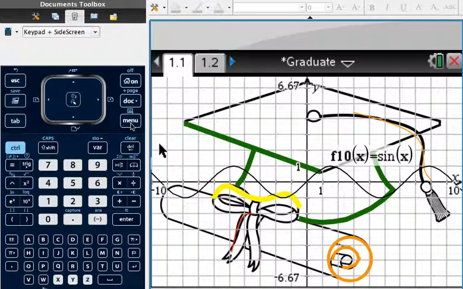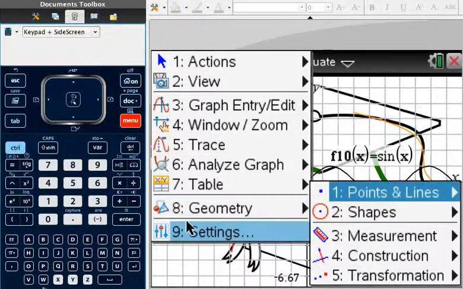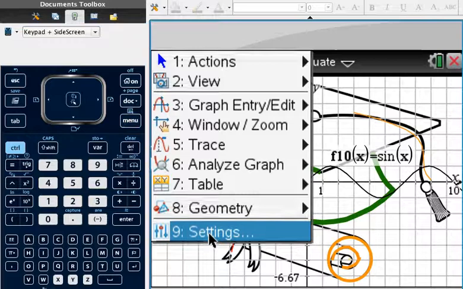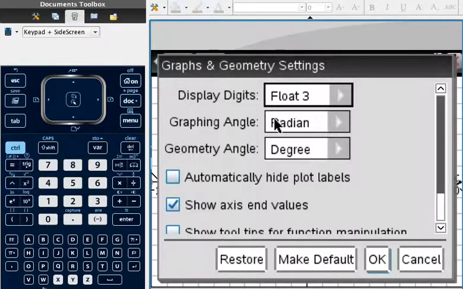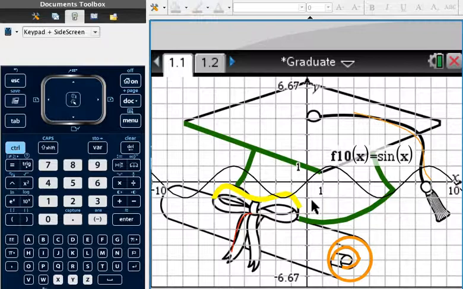So to go through that again, just go to menu and settings. And then the graphing angle needs to be in radians. If you feel like changing your geometry angle to radians too, you can, but you don't have to. All right, so let's go on from there.